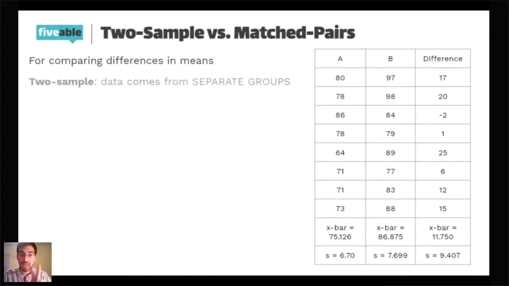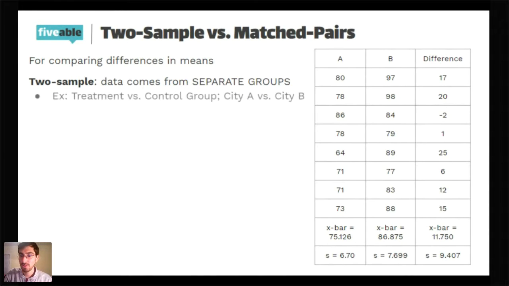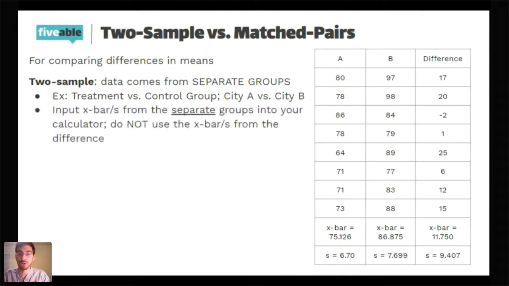So if group A and B were separate individuals selected from independent populations, or assigned different treatments so that they weren't interacting with each other, that's a 2-sample test. So if you're doing a treatment for a whole group that are different people in it, city A versus city B, things that are separate, independent, you're going to run a 2-sample test, and your data is going to come from the separate groups. You are going to ignore the data about differences.